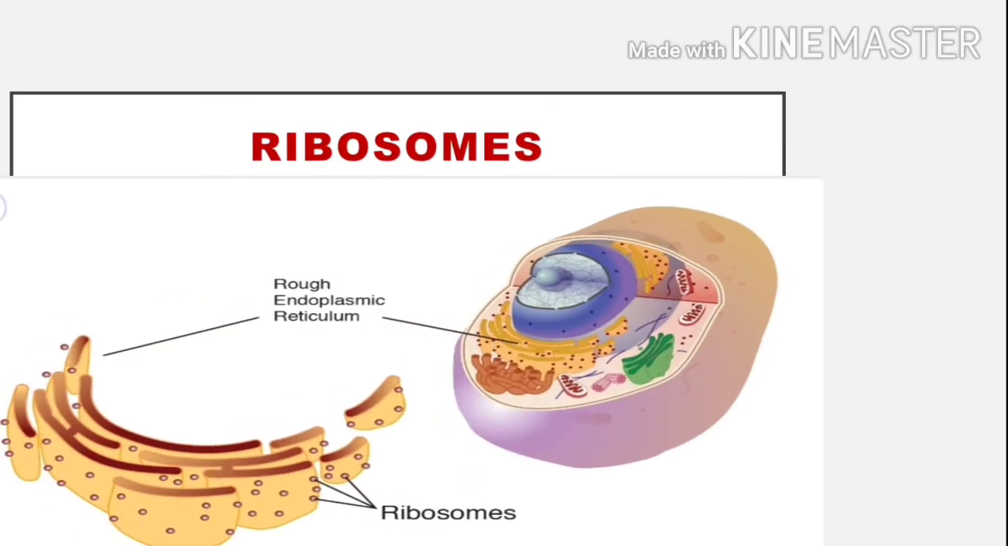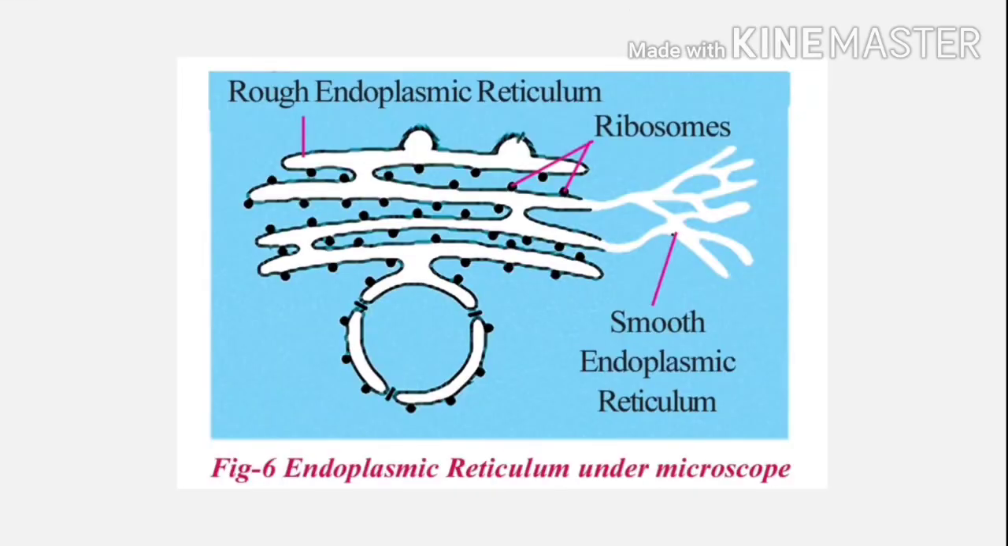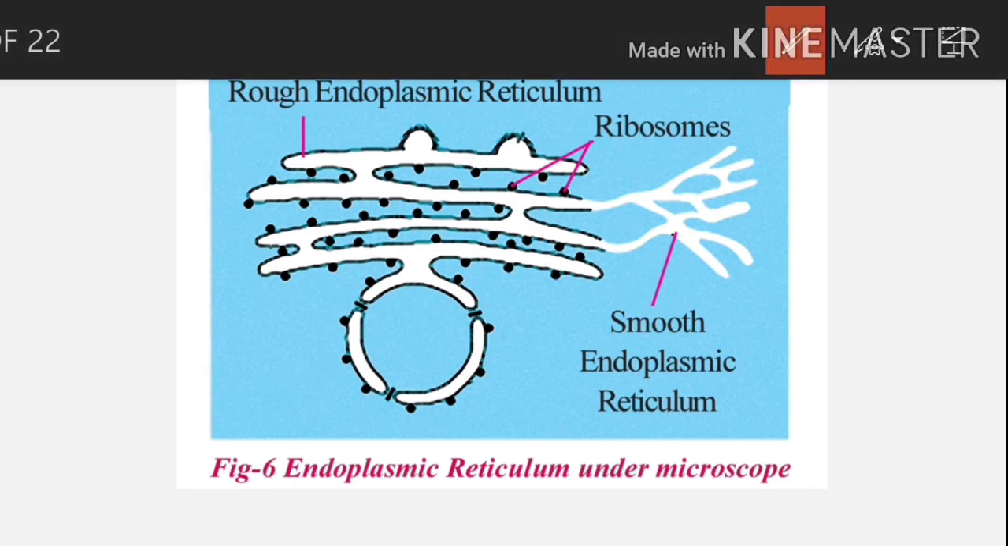So the next one is the endoplasmic reticulum. When we see the structure of the endoplasmic reticulum in an electron microscope, we can see channels. These are called channels or a network of tubules and vesicles. These channels connect the nucleus to the plasma membrane. The main function of these channels is to transport the prepared, manufactured material.